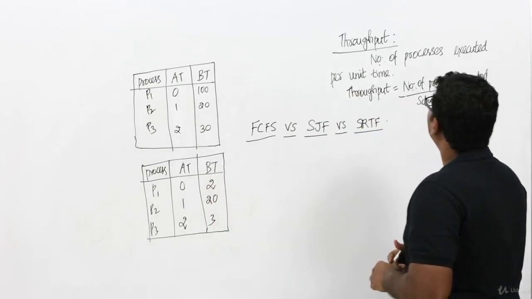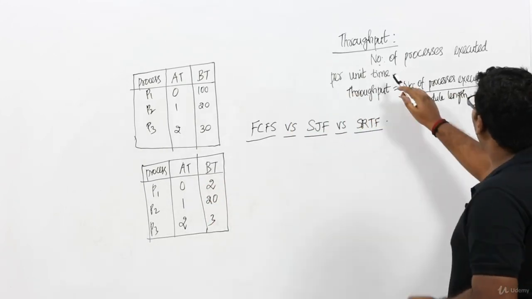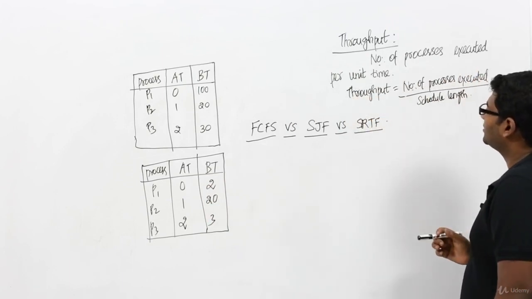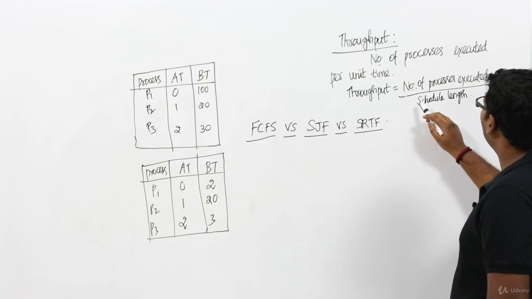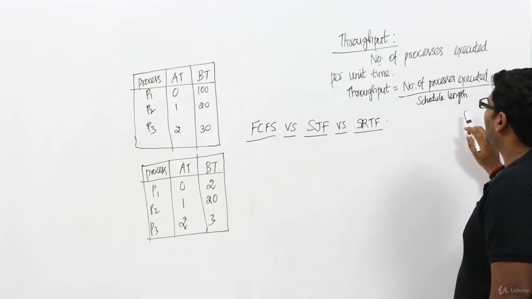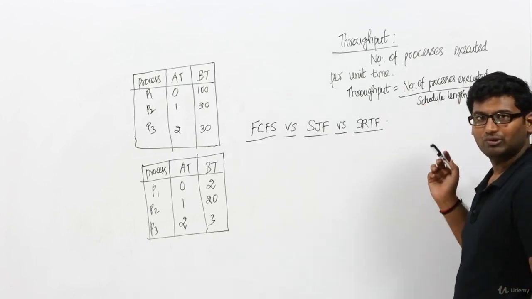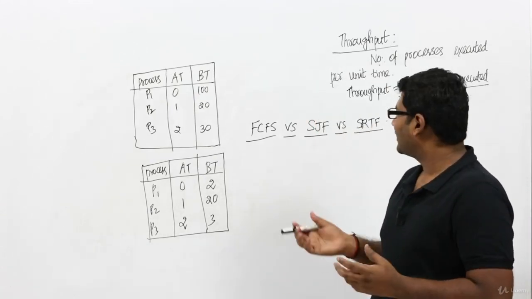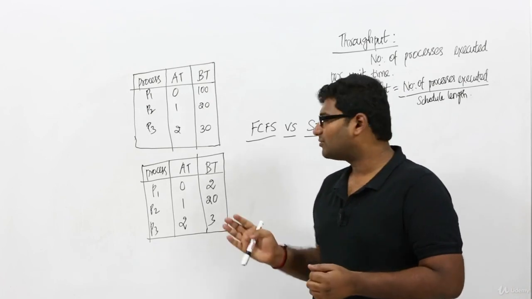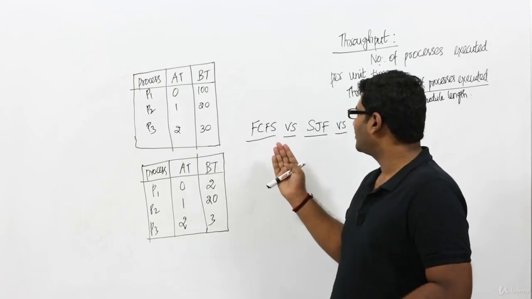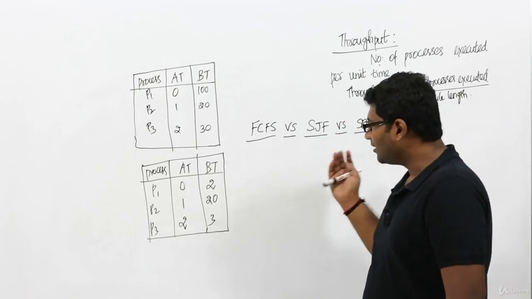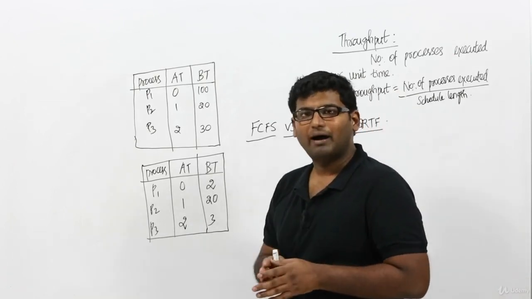Now, throughput is nothing but the number of processes executed per unit time, which means throughput equals the number of processes executed divided by the schedule length. This is the formula we have seen, and we have also solved some problems to find the throughput. To understand which one is better in terms of throughput, there are three algorithms named FCFS, SJF, and SRTF.